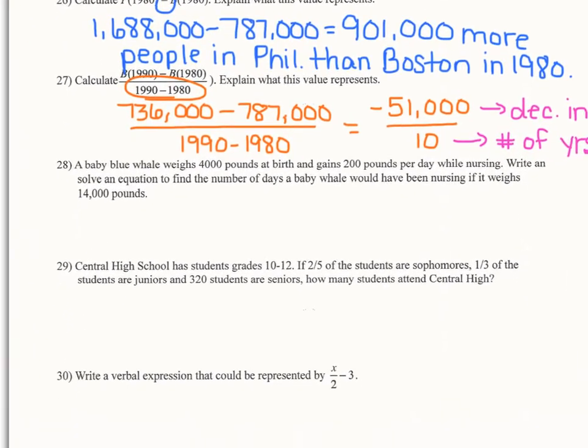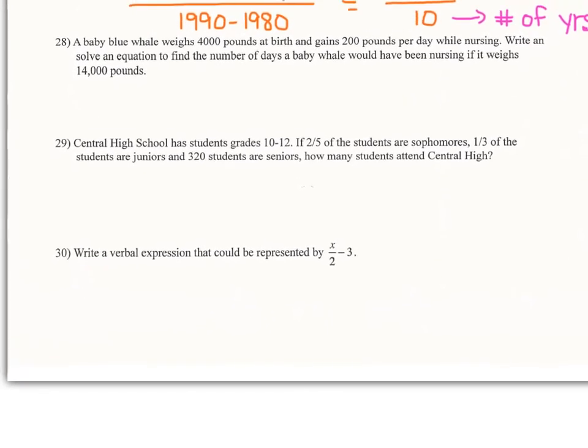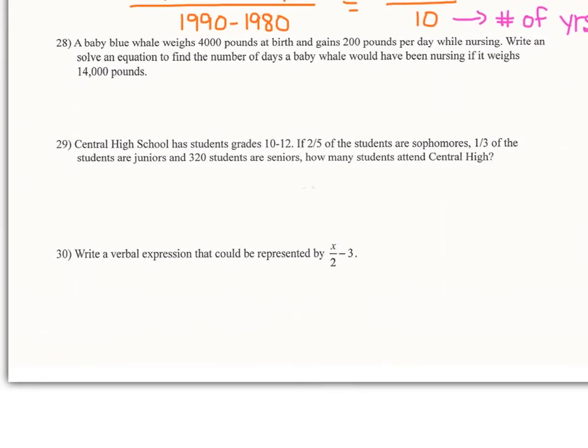Okay, on to number 28. This one goes away from that table. A baby blue whale weighs 4,000 pounds at birth, gains 200 pounds per day while nursing. Write and solve an equation to find the number of days a baby whale could have been nursing if it weighs 14,000 pounds. Well, to write and solve an equation, first I need my variables. I want to know, what am I trying to find? I'm trying to find the number of days a baby whale would have to nurse. Okay, so now when I go to write my equation, I'm going to start with this 4,000.